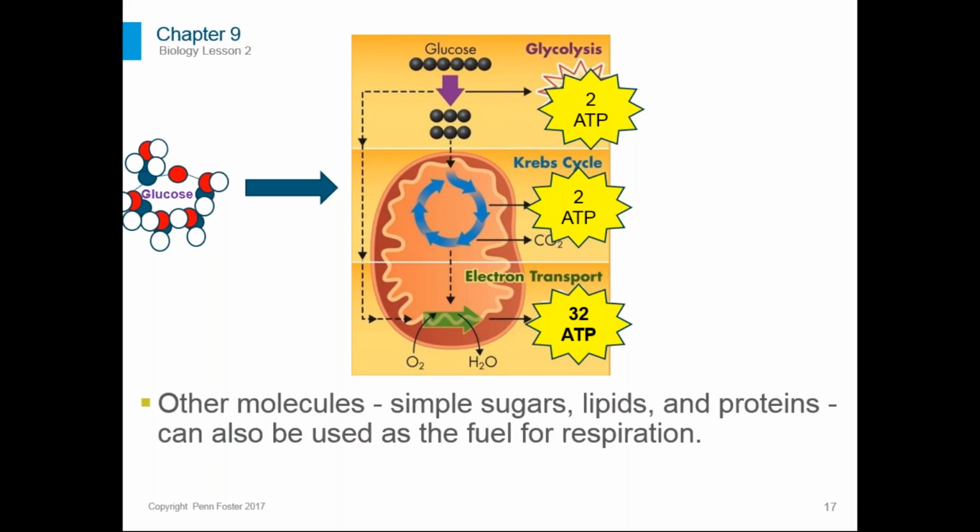I just want to note that we have been using glucose as a common example, but other simple sugars and lipids and proteins can also be broken down into molecules that feed glycolysis or feed the Krebs cycle. So we talk about glucose a lot. It's the main basic example, but there are other molecules that can cause this process to happen and make ATP as well.